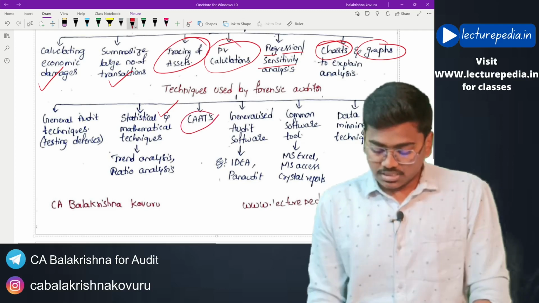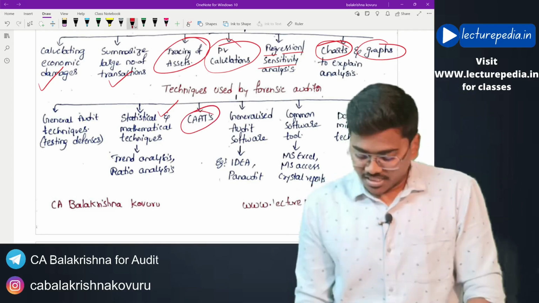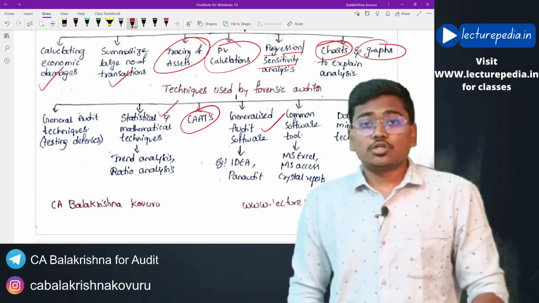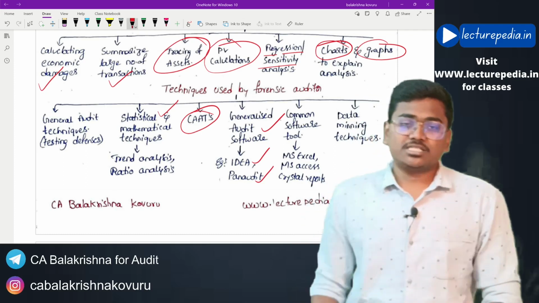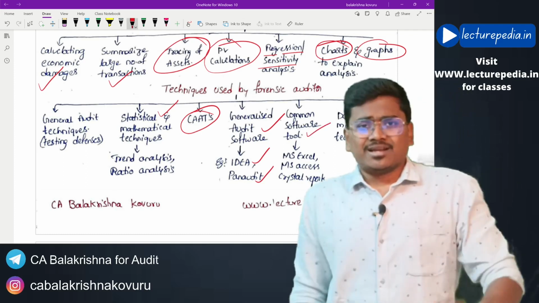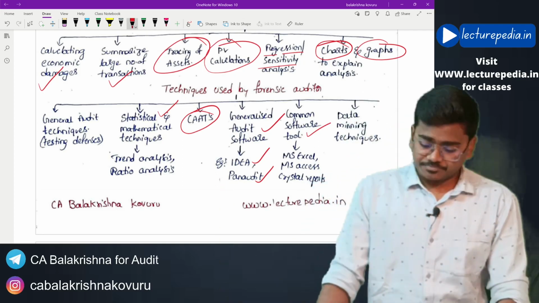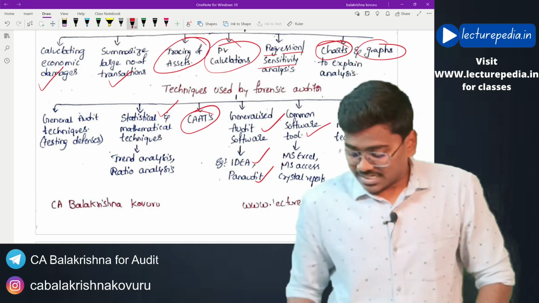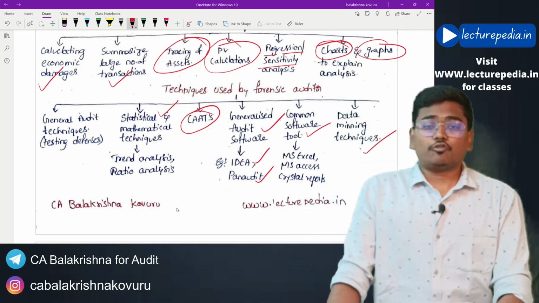then he can use CAATs, computer assisted audit techniques, and he can also use generalized audit software like IDEA, Pan Audit, and he can also use common software tools like MS Excel, MS Access, and Crystal Reports, and finally he can also use data mining techniques to perform this forensic audit.